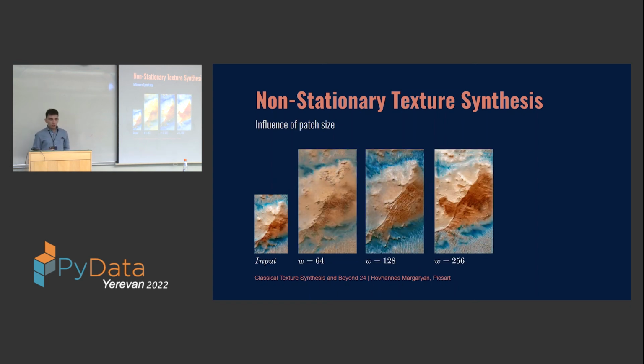Let's also see the influence of the patch size in this case. The general idea here is that the patch size should be large enough to capture large-scale structures and propagate them from the input texture to the output texture. This is especially essential when we deal with non-stationary textures. And the patch size should be small enough so that we can get a sufficient amount of distinct patches of size 2 times W to serve as ground truth.